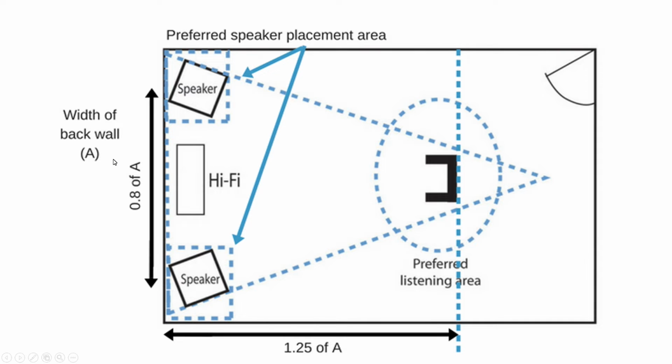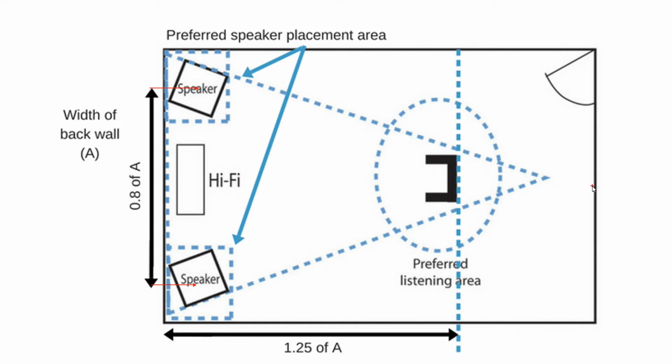And here are the general guidelines. If you know the width of your room, here is the speaker placement. It is up to the center of the speaker. This is up to the center of the speaker. And another dimension is your listening distance. Actually, this listening distance is important.